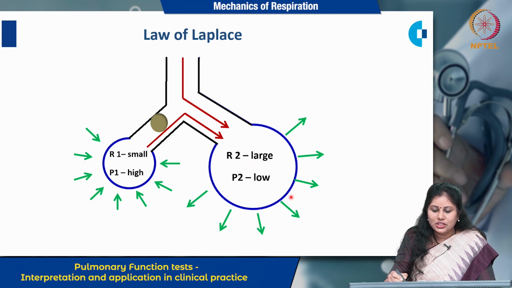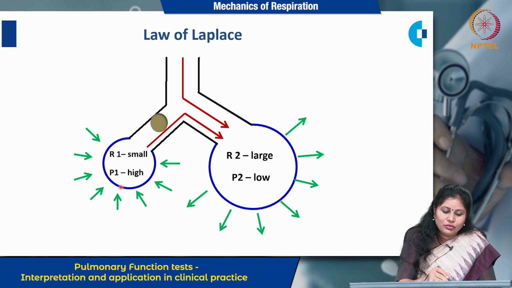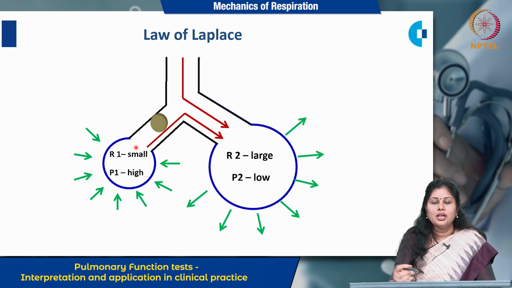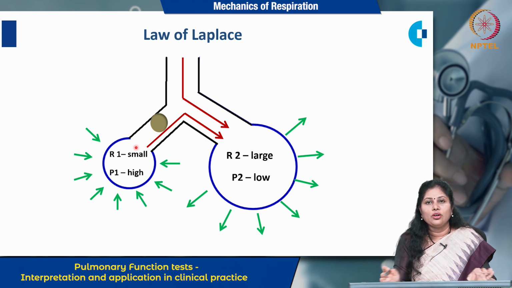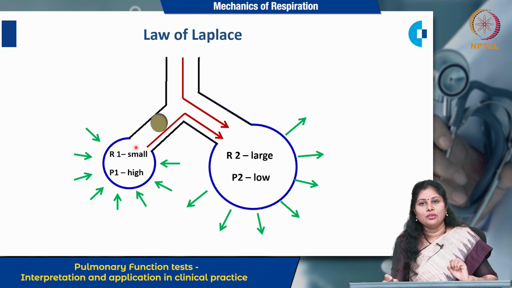Here the surface tension is also the same, but since the radius is larger, the distending or collapsing pressure becomes lesser. Because of the air coming from the smaller alveolus and also the air coming from the atmosphere, this alveolus tends to grow larger and larger, whereas the other tends to grow smaller and smaller. This causes instability of the alveoli, and there become different sizes of alveoli.